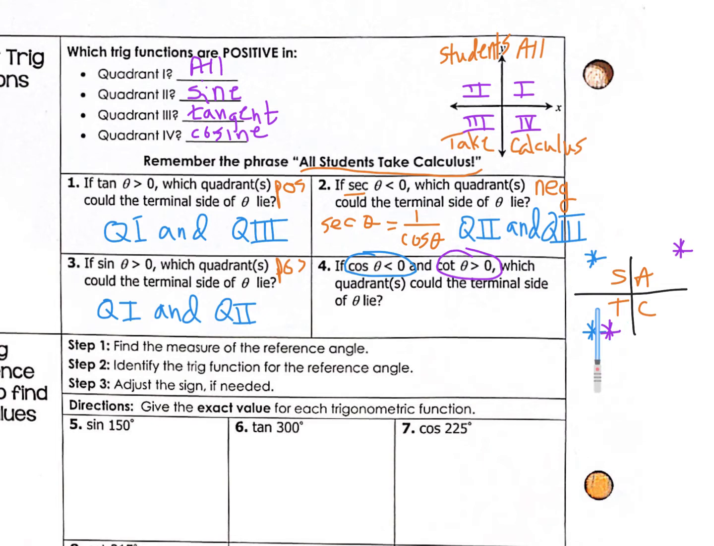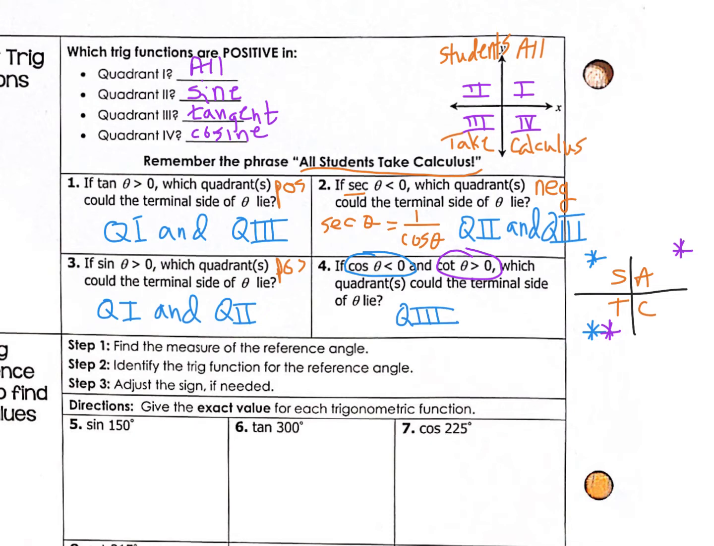Because quadrant 3 has both stars overlapping, the answer to our question, where is cosine negative and cotangent positive, has to be in quadrant 3. That is the only place where those two overlap. So Q3 is your only answer to this one.